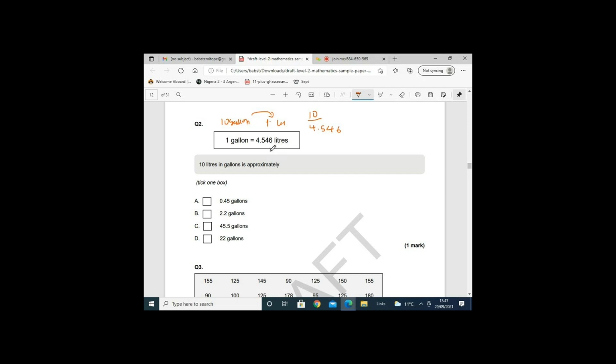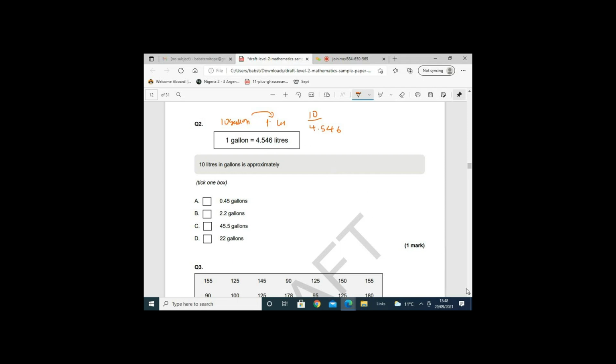So if you want to convert from meters to kilometers, you divide by 1,000. So if they gave me liters, what I will do is divide backwards, because the gallon is more than the value I was given. So it's going to be approximately 2.2. The answer is going to be the second one.